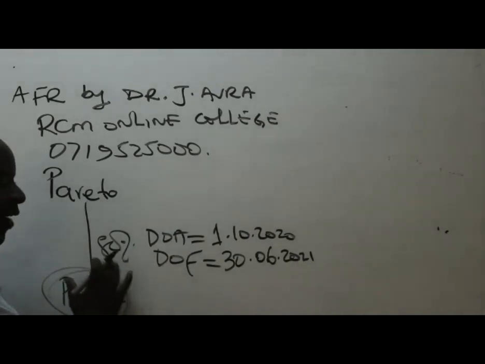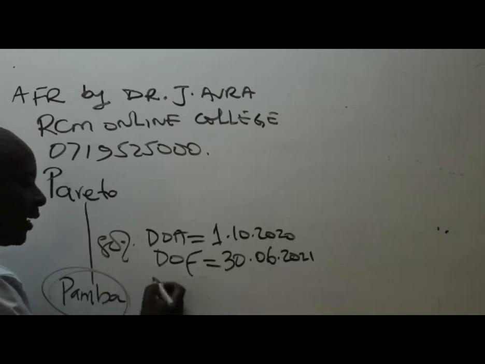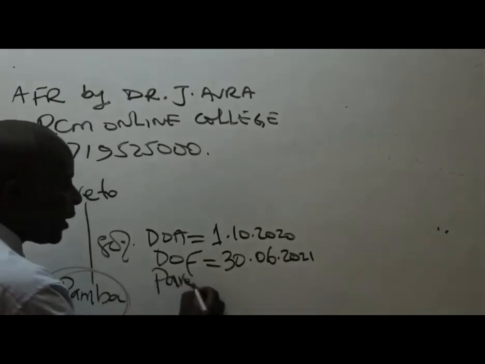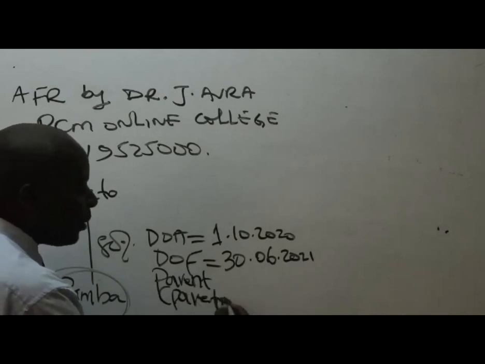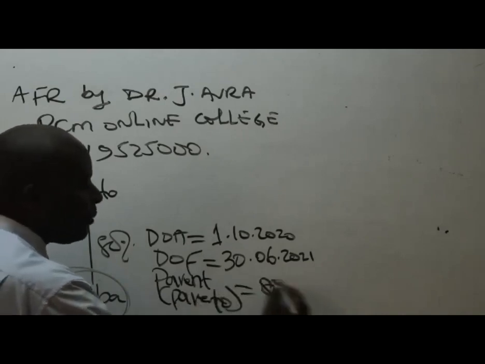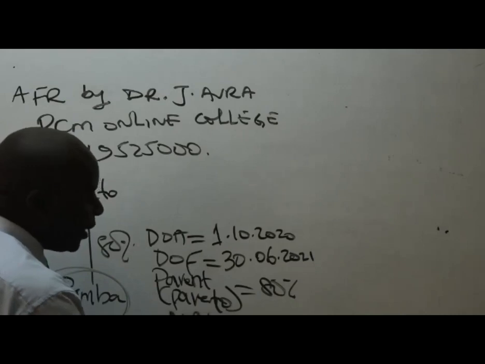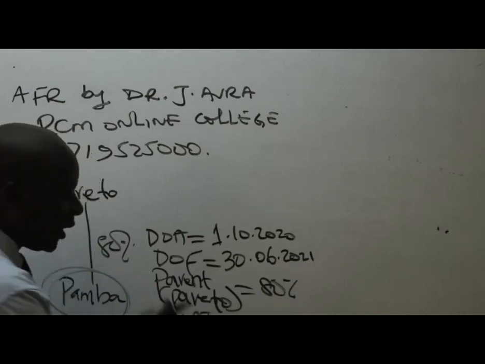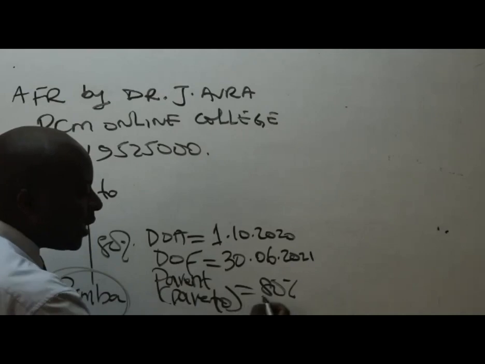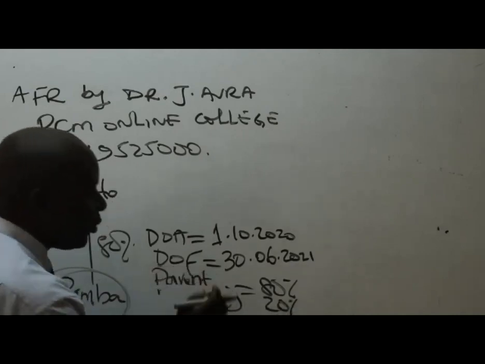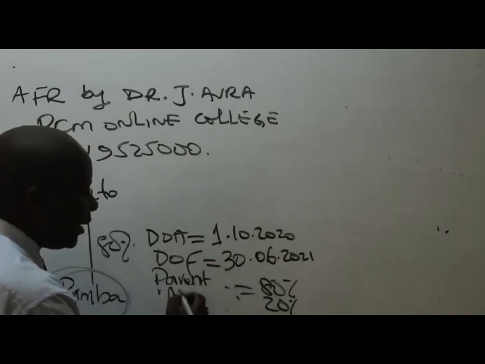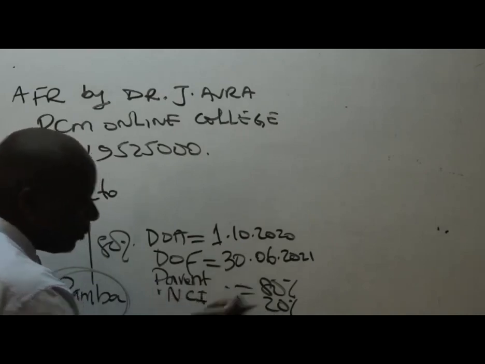80% signifies what here? Control. So the controlling interest, who is the parent? The parent in this case is Pareto. Pareto controls 80%. And then we have the NCI, non-controlling interest. The NCI here will be having what percentage? 20%. So the parent, Pareto, will be having 80%, and the NCI having 20%.